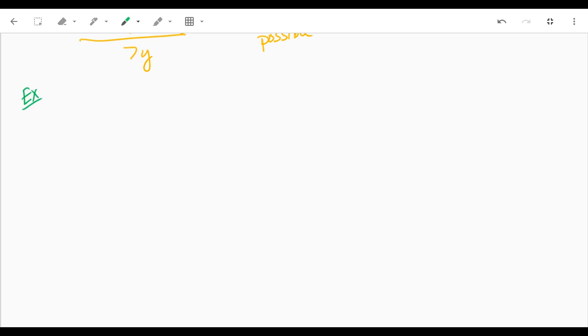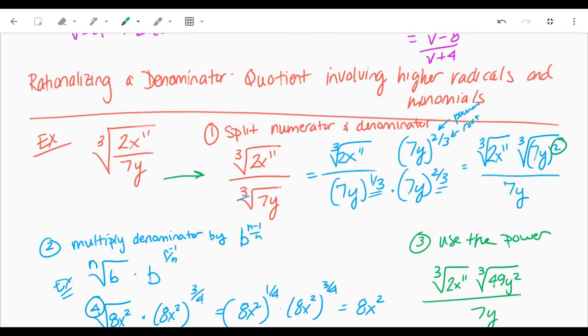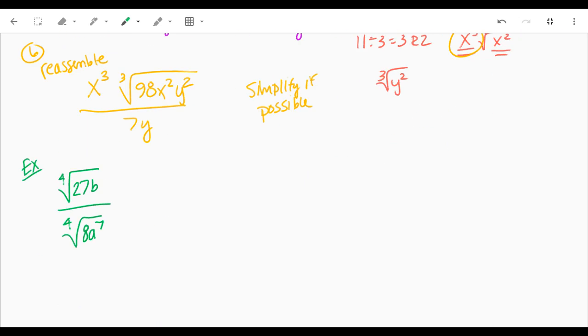This one, we're going to have the 4th root of 27b over the 4th root of 8a to the 7th. So this one, you already have it split. That first step is already done for you. Okay, so you might see some like this, and that's okay. The first step's already done for you.